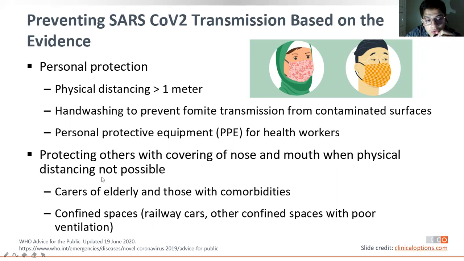If you have the coronavirus and you want to protect others from it, cover your nose and mouth, and then maintain physical distance. Elderly people and those with comorbidities, especially those who have any type of disease like diabetes or related conditions, should avoid railway cars and other poorly ventilated confined spaces, and leave the crowd. And places with a very large crowd and very low ventilation, we have to avoid them.